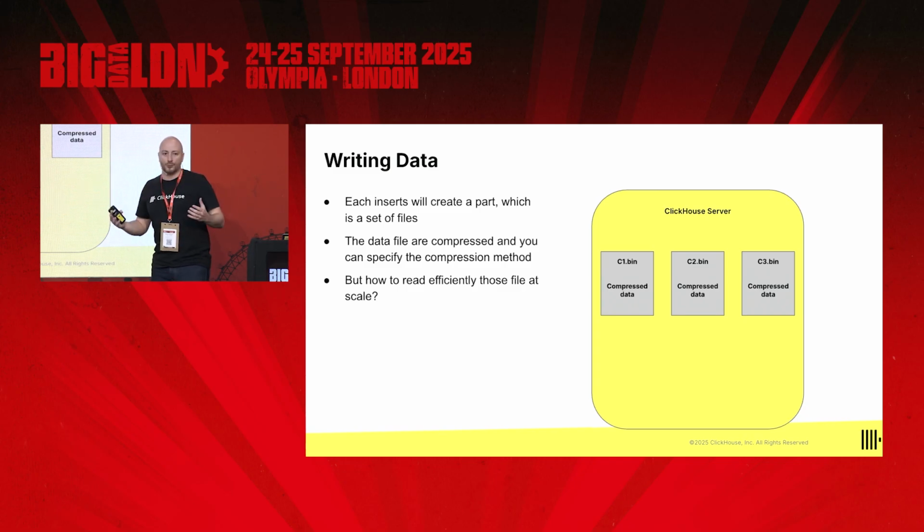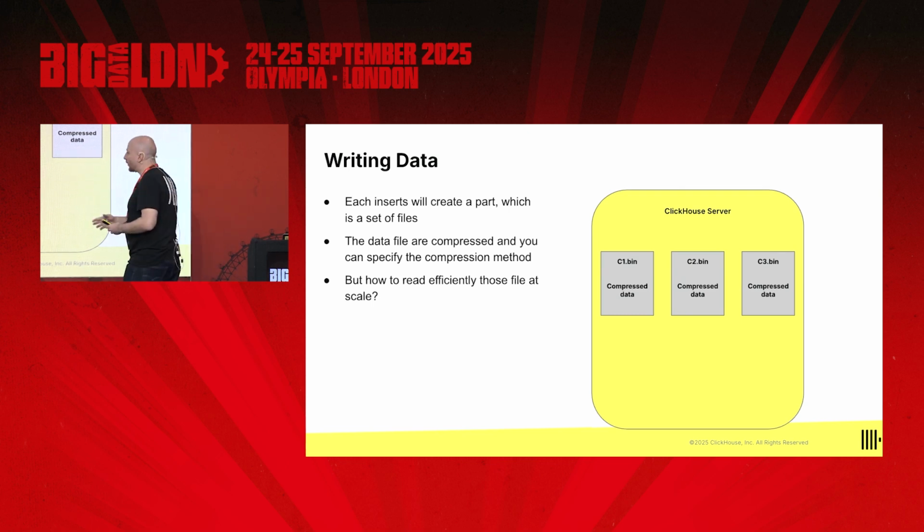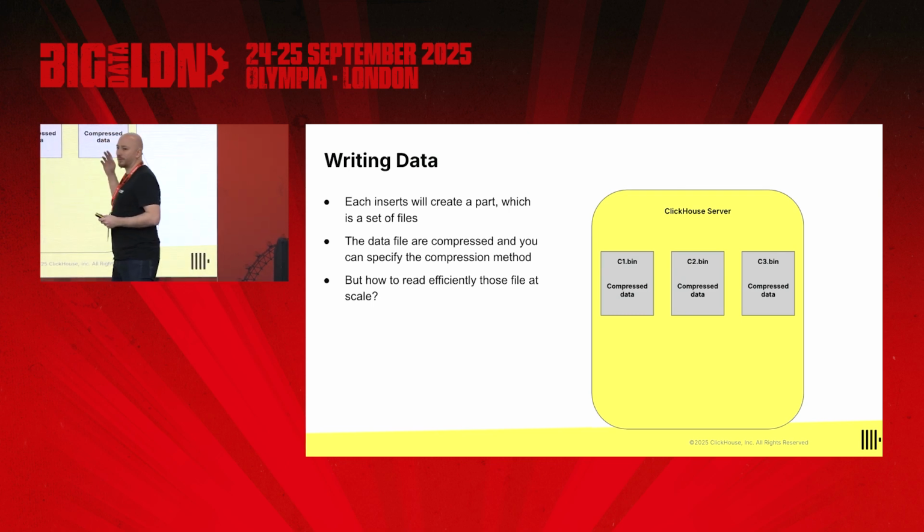So the first thing we are going to do is take your data and sort them based on a specific key that you can specify. Once these data are sorted, we are going to write them compressed on your disk, and we are going to write one file per column. So if your table has 3 columns, you are going to end up with 3 compressed files.